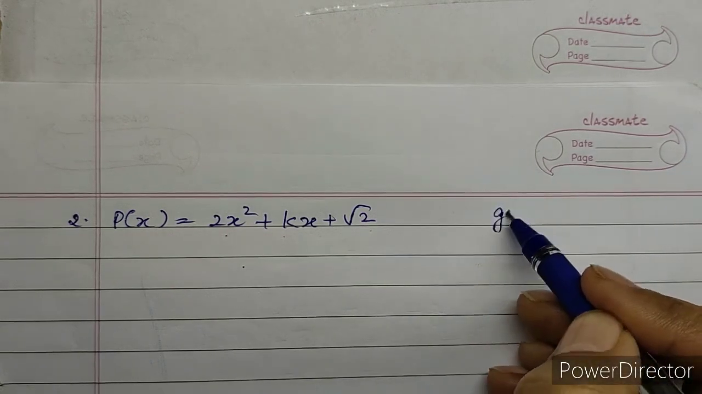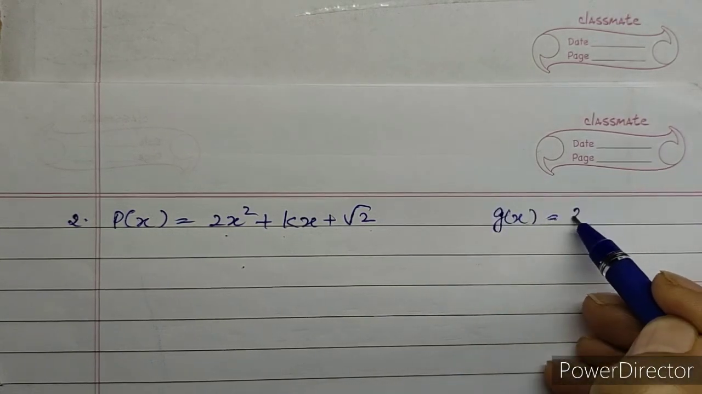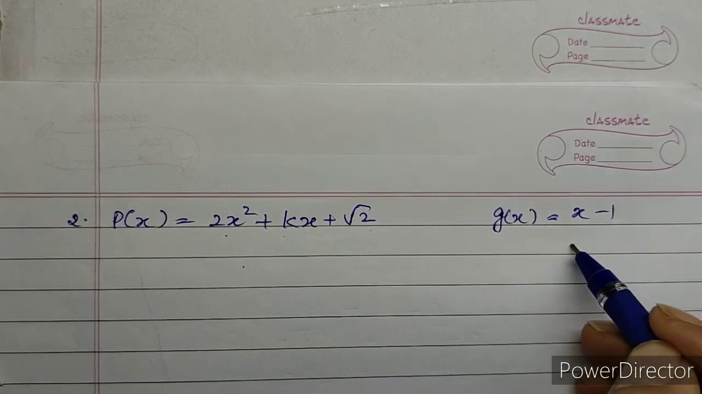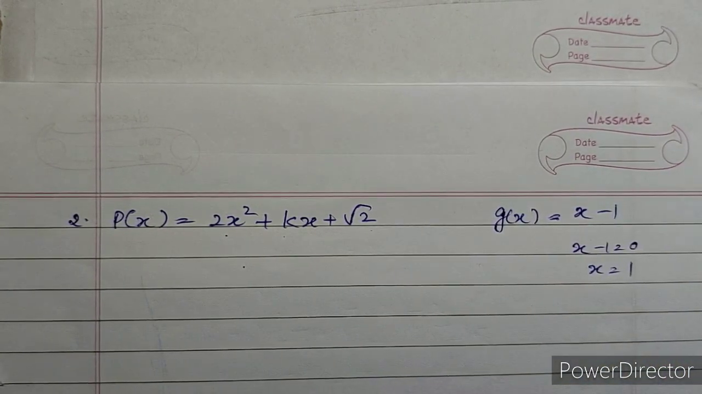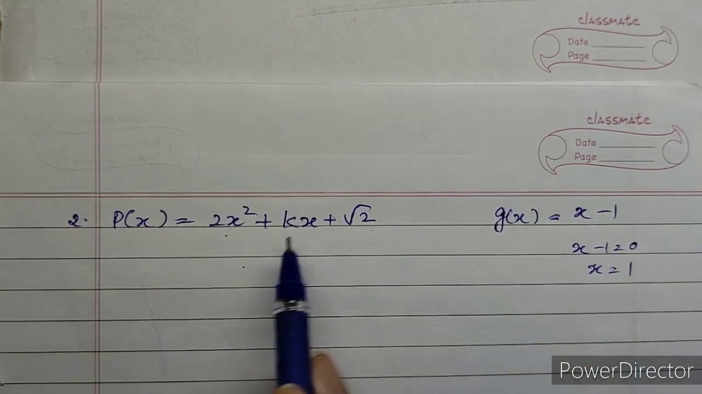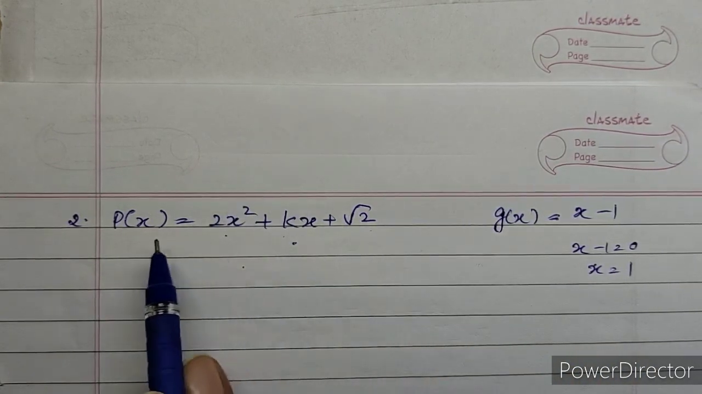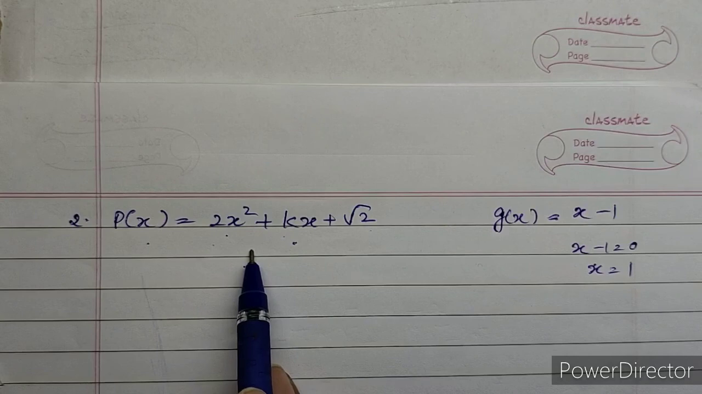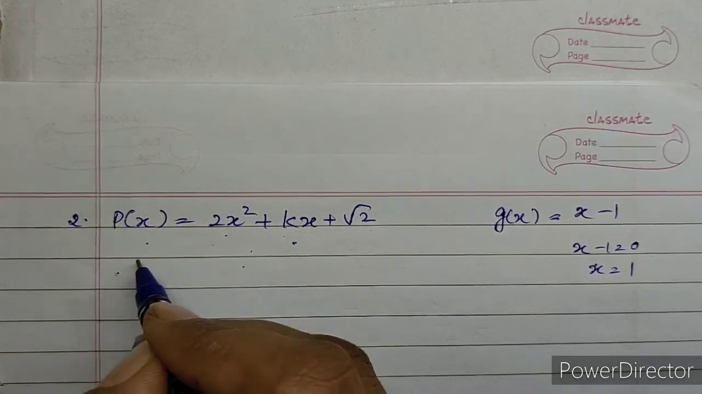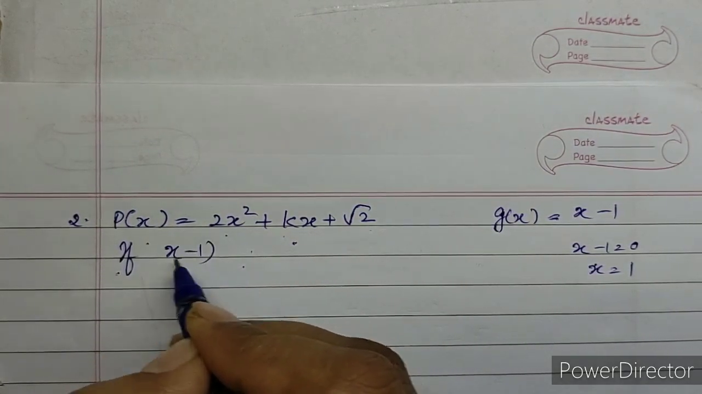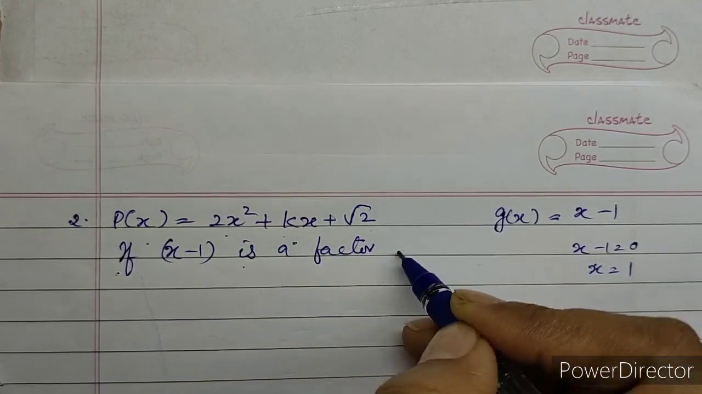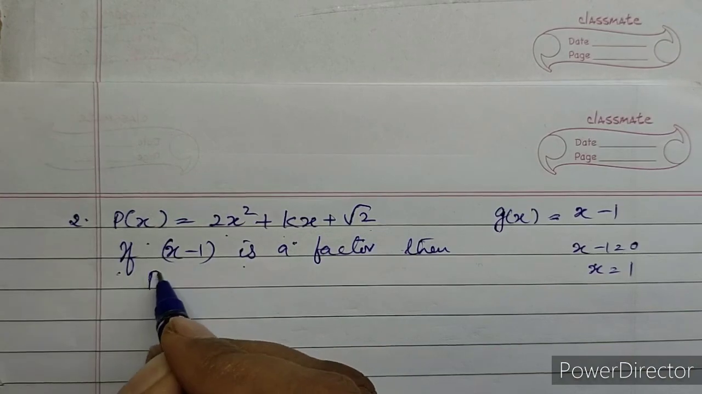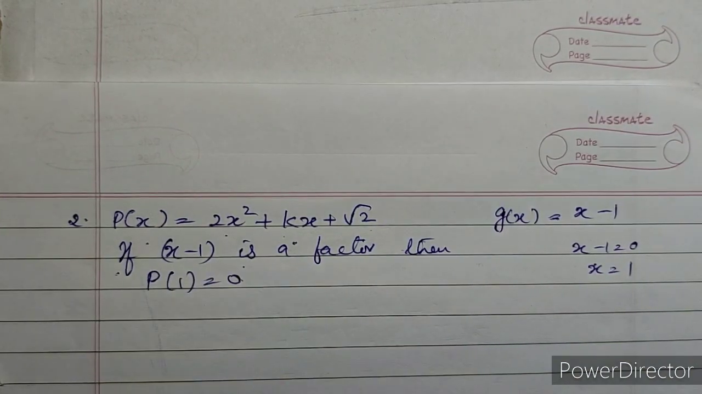What is g of x? It's already given that it is x minus 1. So x minus 1 equals 0, x is equal to positive 1. So if x minus 1 is a factor, then p of 1 should be equal to 0. So the condition you should write first: if x minus 1 is a factor, then p of 1 equals 0.